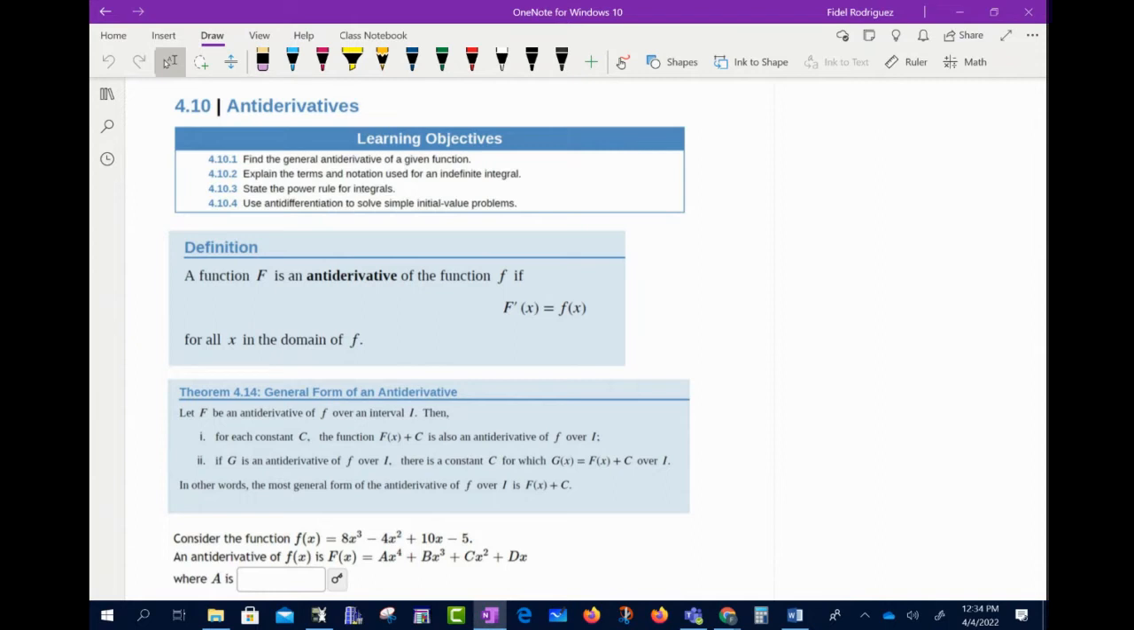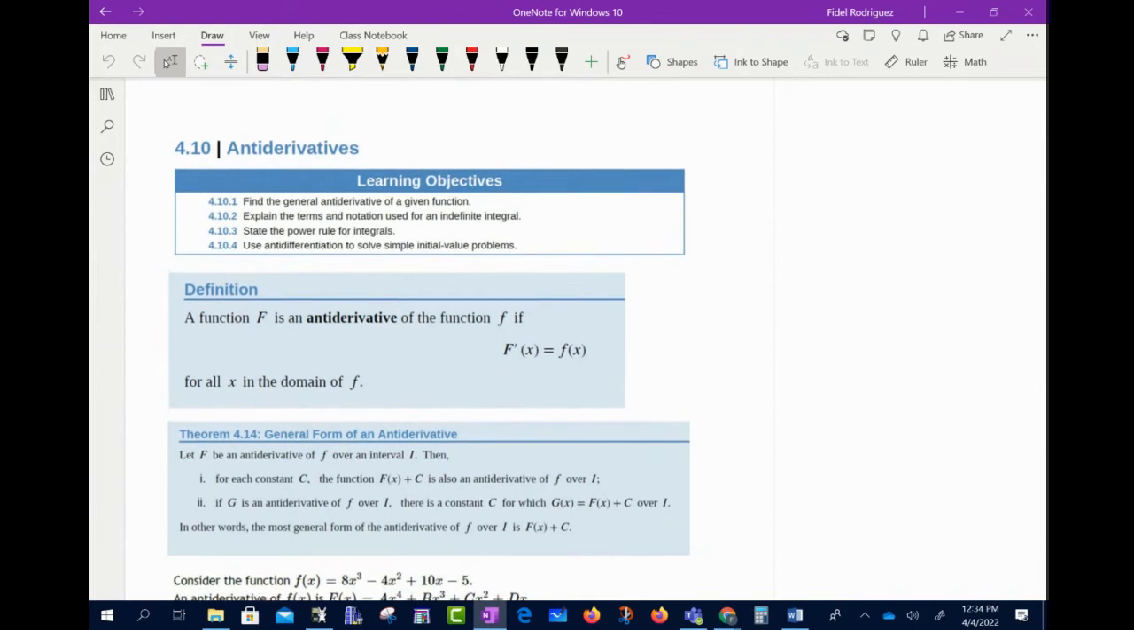It says, let capital F be an antiderivative of f over an interval I. Then for each constant c, the function F of x plus c is also an antiderivative of f over I. And then it says, if G is an antiderivative of f over I, then there's a constant c for which G of x is equal to F of x plus c over I. In other words, the most general antiderivative of f over I is capital F of x plus c. Before I even think about the first problem, I want you to think about this for a minute. I want to keep this really, really simple.